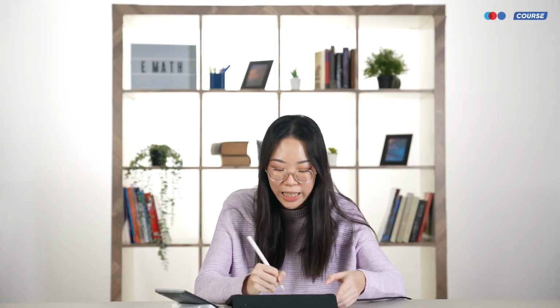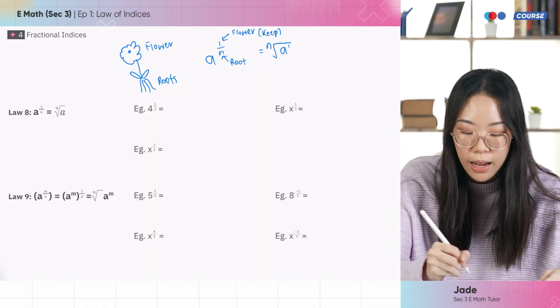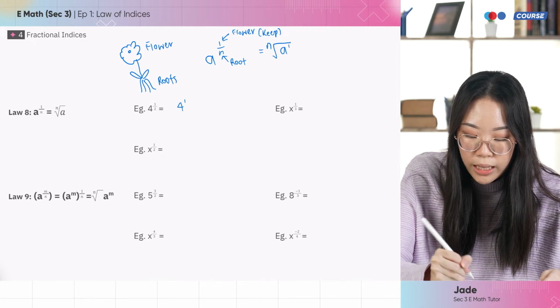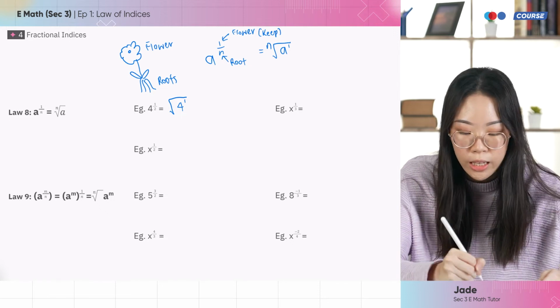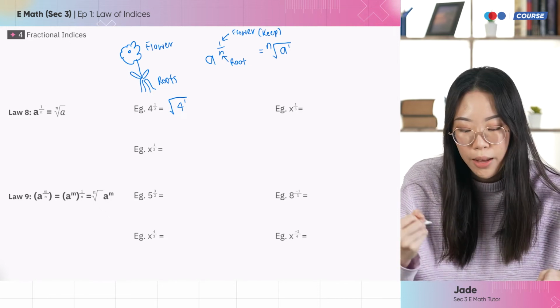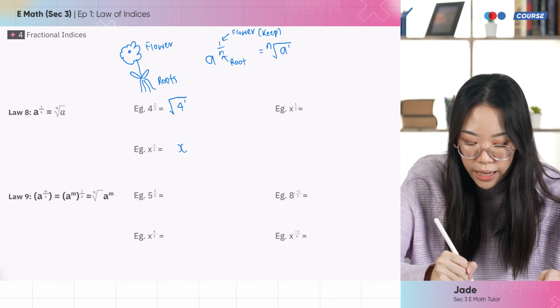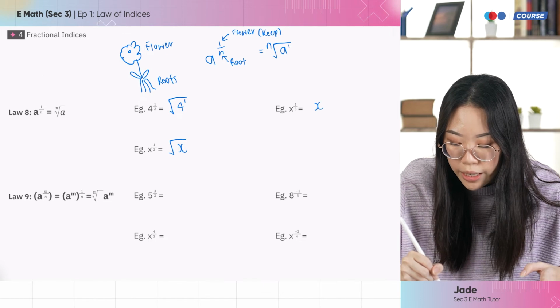Okay, so let me illustrate this with some examples. We have 4 to the power of half. In this case, the numerator is 1, so we will keep it, and we will square root because the denominator is 2. Next, we have x to the power of half. Same thing, we will keep the x and square root it. And lastly, when we have x to the power of 1/3, same thing, keep the numerator, and we want to cube root.